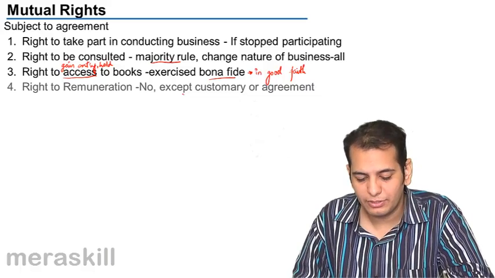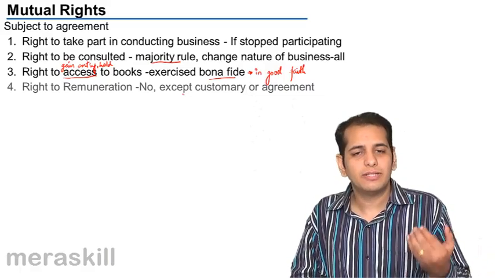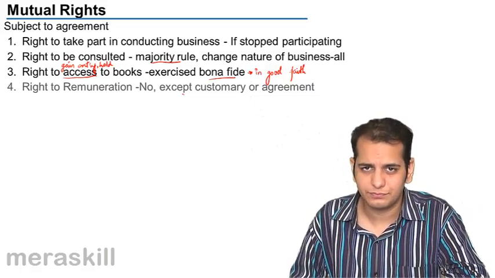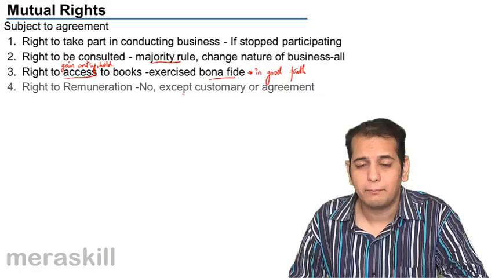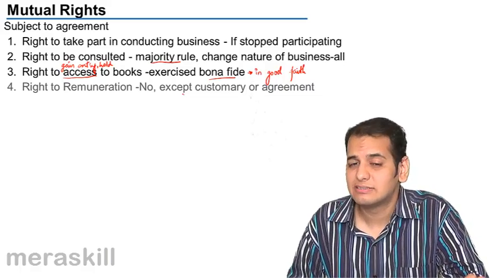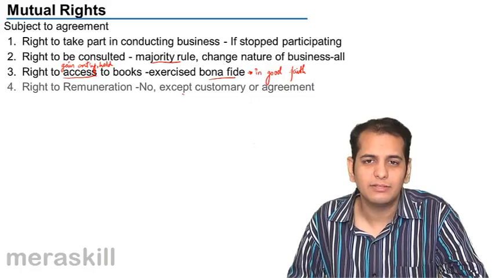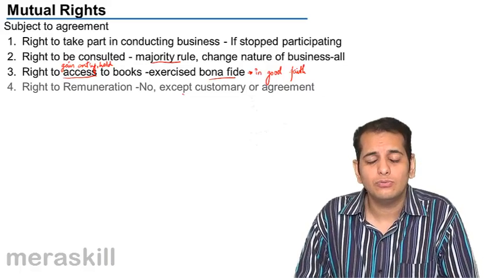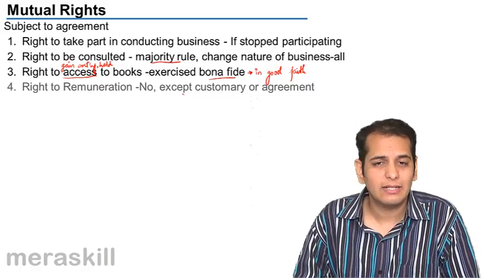Next, right to remuneration. Now, what is right to remuneration? Remuneration means something that you get in return, like a salary or commission or profit, or something of that sort. Now, partners are the owners of the firm, they are the owners of the business, so they should get the profit. But here, by remuneration, we mean salary. Do the partners have any right to get salary from the firm? Because they are the owners. Can an owner draw salary? Does he have the right to draw salary from his business?